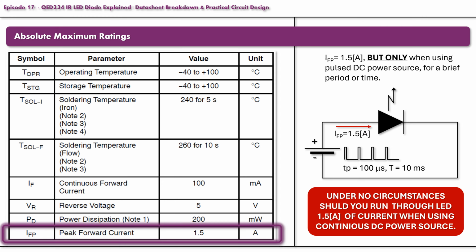LED peak forward current is the maximum allowable instantaneous current for DC short pulses, in our case 100 microseconds, with 1% duty cycle. It exceeds the continuous forward current for high-intensity, pulsed operation, but exceeding this rating risks rapid burnout. So, if we would apply a DC pulse power source that could provide 1.5 amperes of current, our LED would be able to withstand this current for a very brief period of time, before burning out. Under no circumstances should you operate an LED under these conditions when using a continuous DC power source.